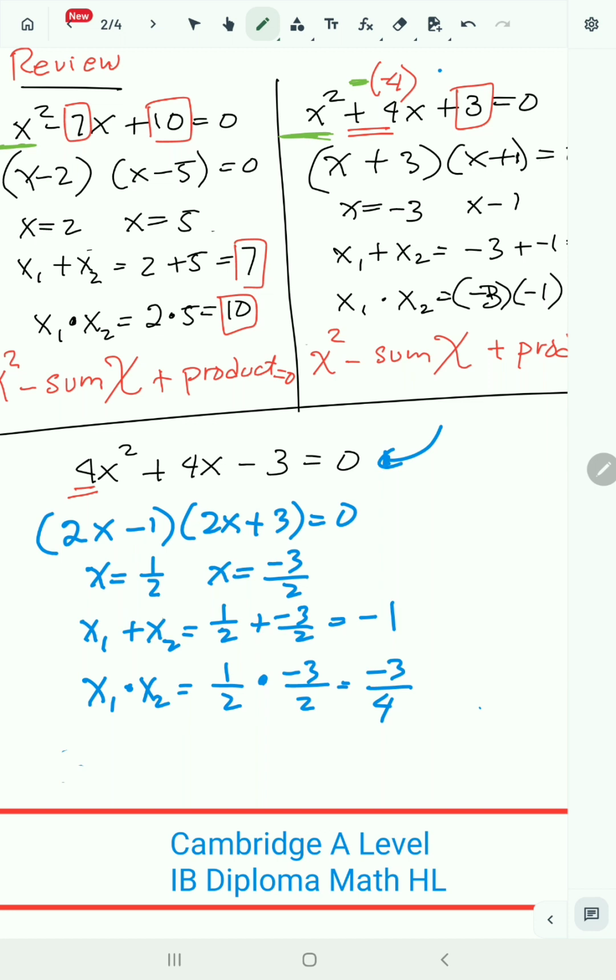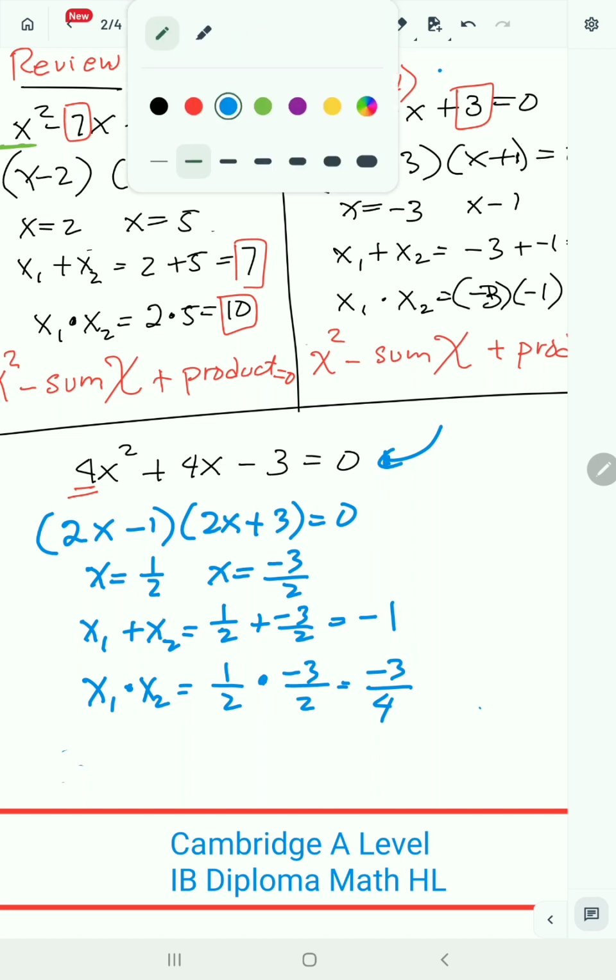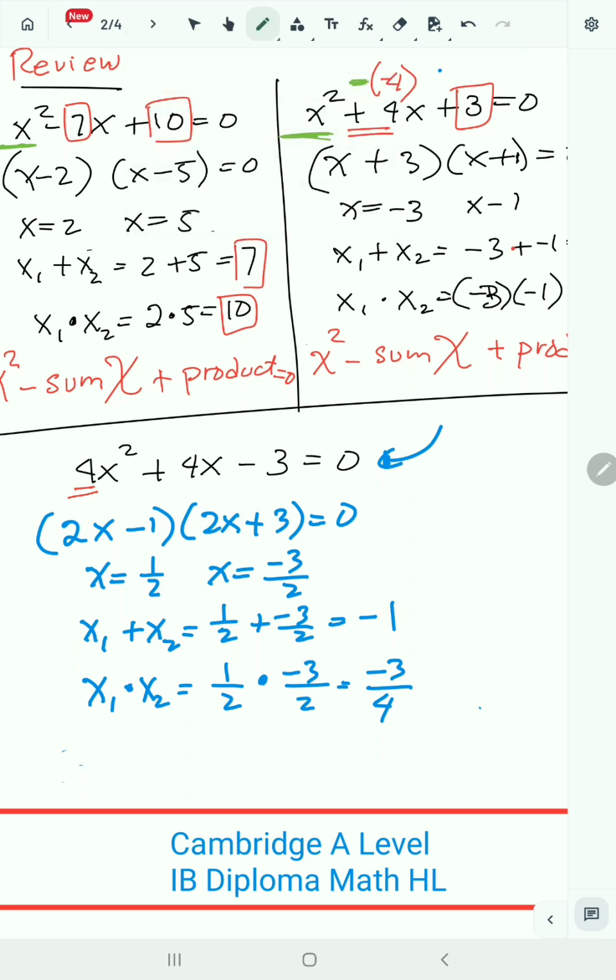But look, if I divide all of this by 4, it will be transformed into x squared plus 4 divided by 4, which is 1, x, minus 3 over 4, and that's equal to 0. Please take a look: negative 3 over 4 is the product. It's still there. See? Negative 1 is your sum, and that is actually here, there's one there, minus negative 1.